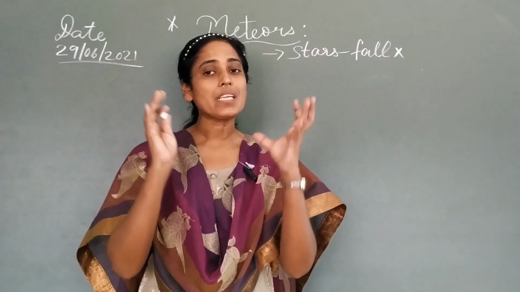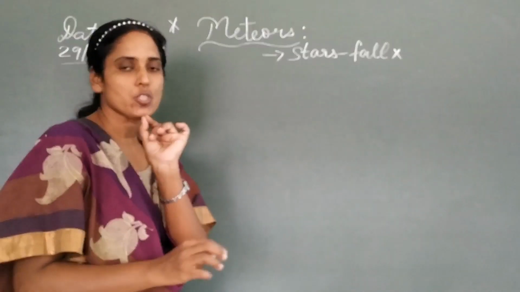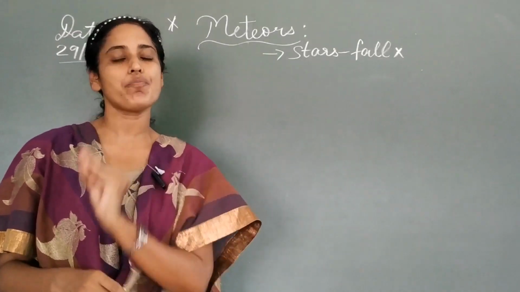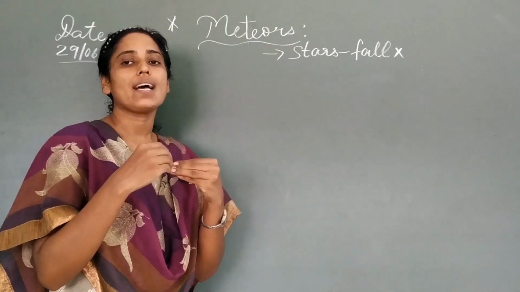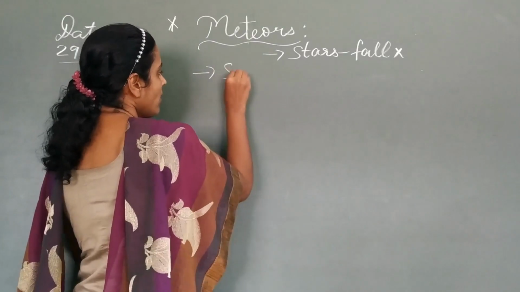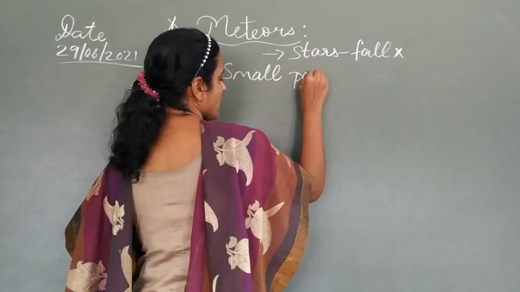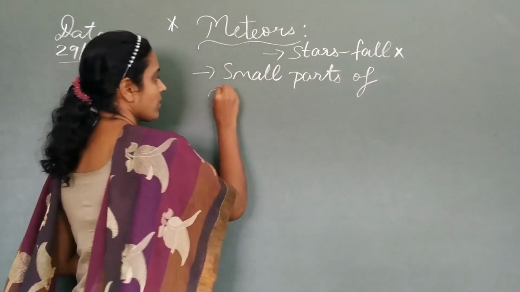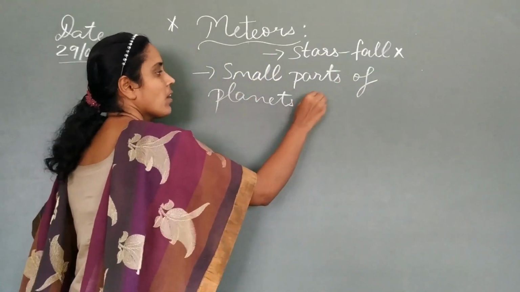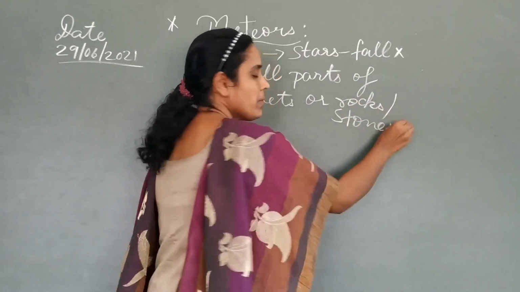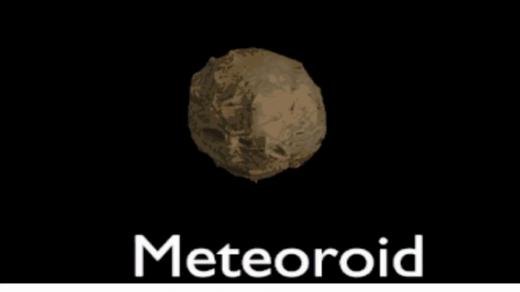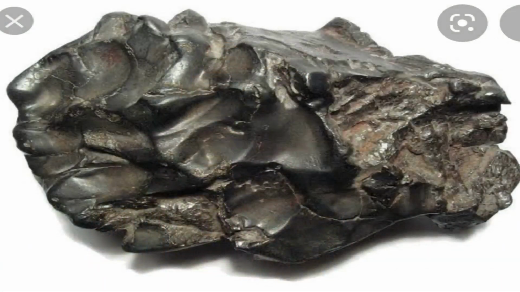So the meteors are actually small pieces of stones or rocks or parts of planets in the sky. Due to that, when they fall, we think as if stars are falling. So actually meteors are small parts of planets or rocks, or students can say stones. So meteors appear as stars when they fall. So it is a wrong belief actually that stars are falling. Stars never fall.